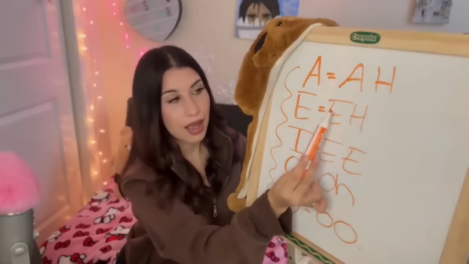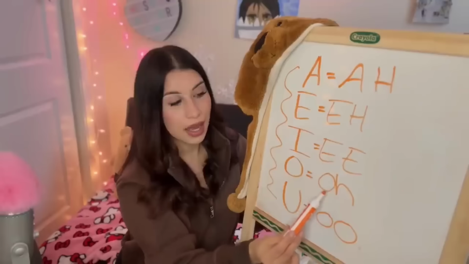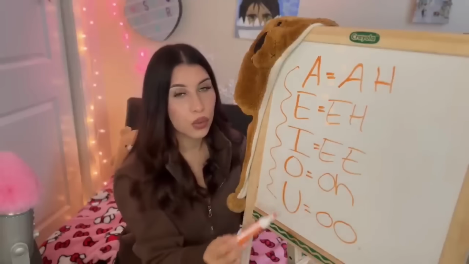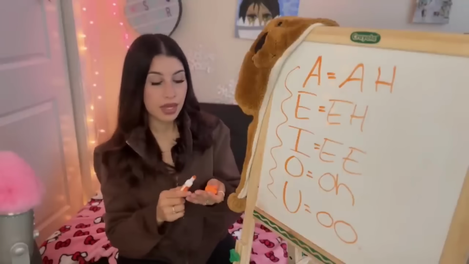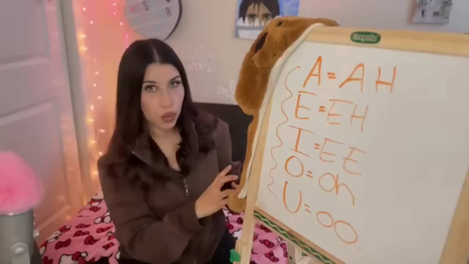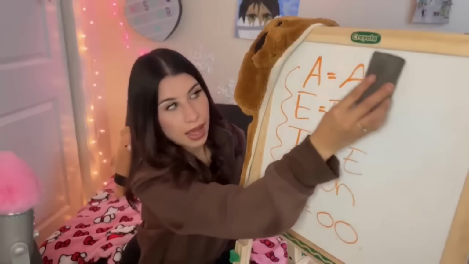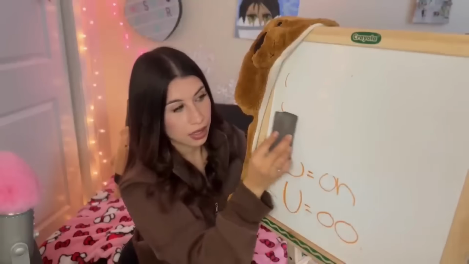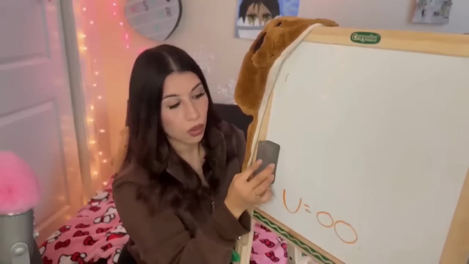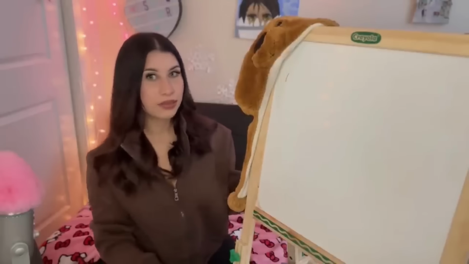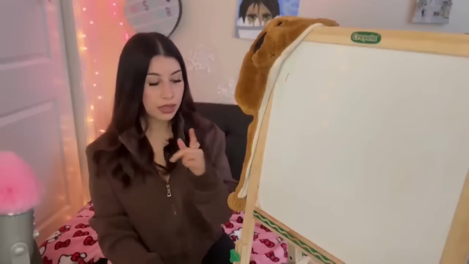A, E, I, O, U. Can you say that for me? A, E, I, O, U. Okay. And I think that's a good spot to stop.